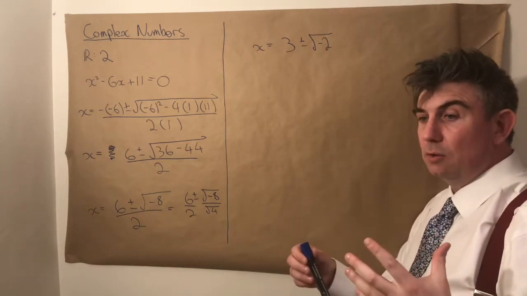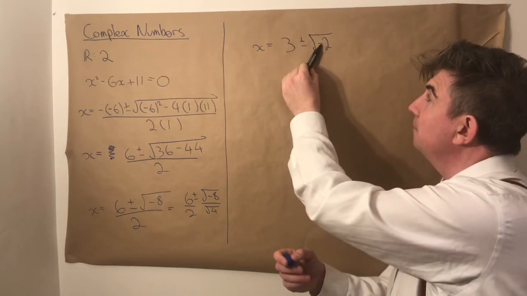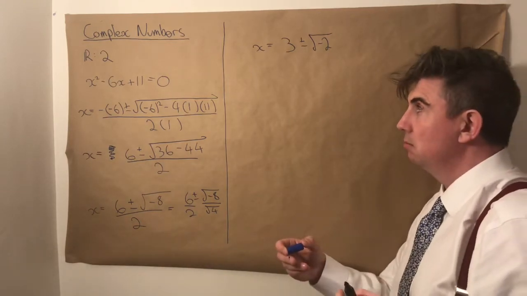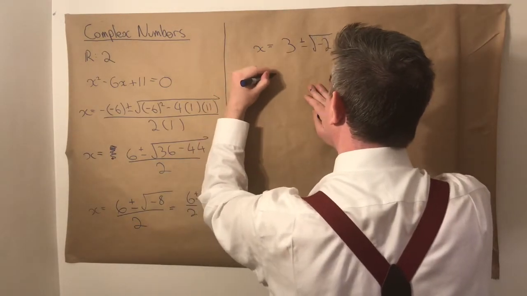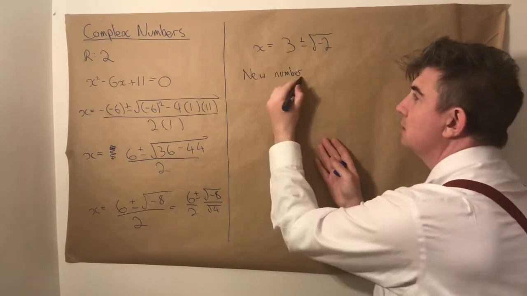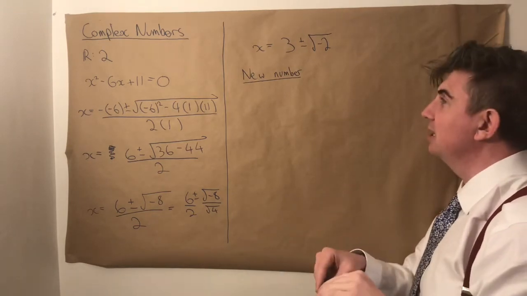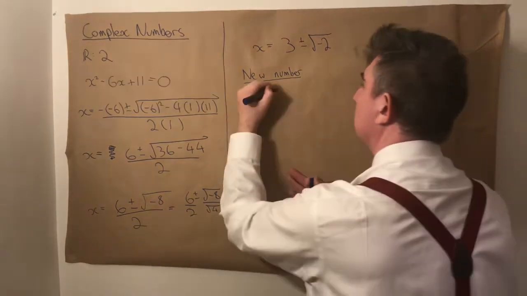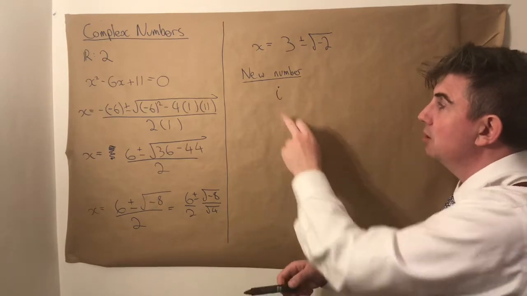And the way that we deal with it is whenever we have the square root of a negative thing, okay, well, we introduce a new number. So there's a new number that you guys previously had never seen before. You will never have seen this number before. Maybe you have, but highly likely that you haven't. So the new number is the number i. Okay, so that's a new number, it's i.